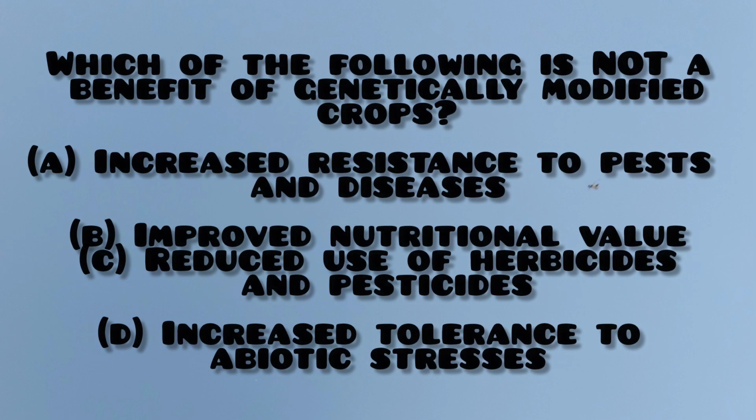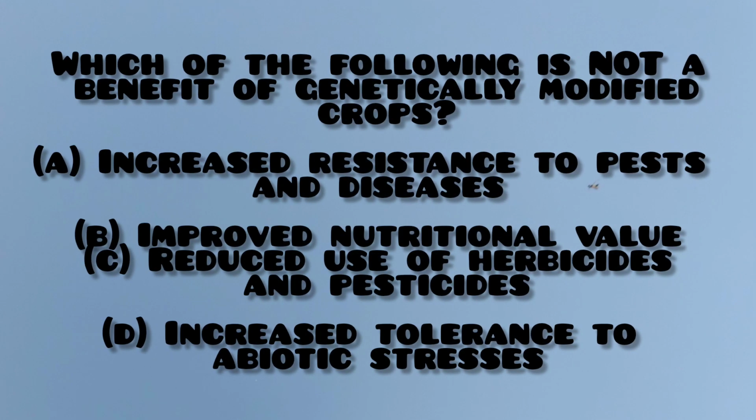The next question is, which of the following is not a benefit of genetically modified crops? Increased resistance to pests and diseases, improved nutritional value, reduced use of herbicides and pesticides, D, increased tolerance to abiotic stresses. So option B is not a benefit of genetically modified crops, which is improved nutritional value. The other three options are very much correct, that is A, C and D. But the one which is not correct is B.